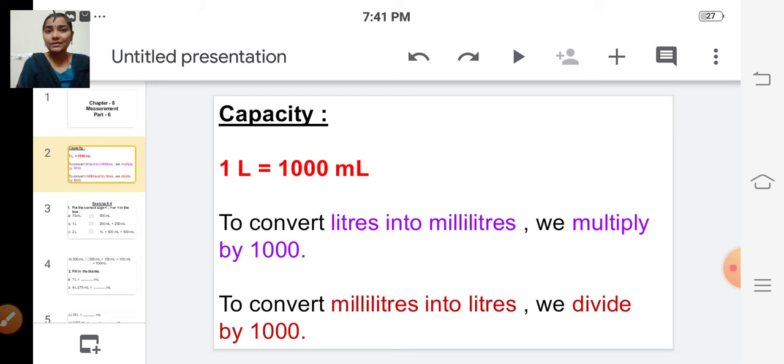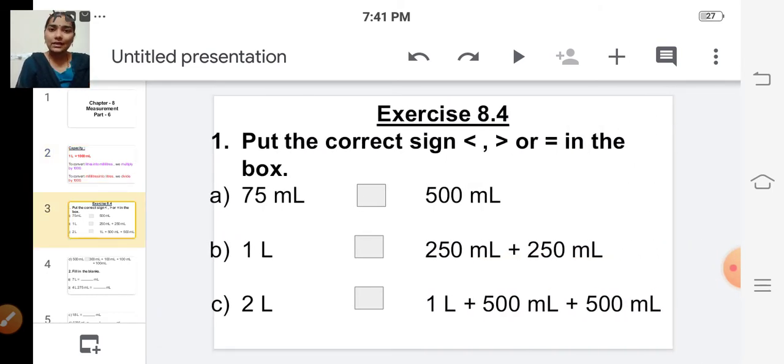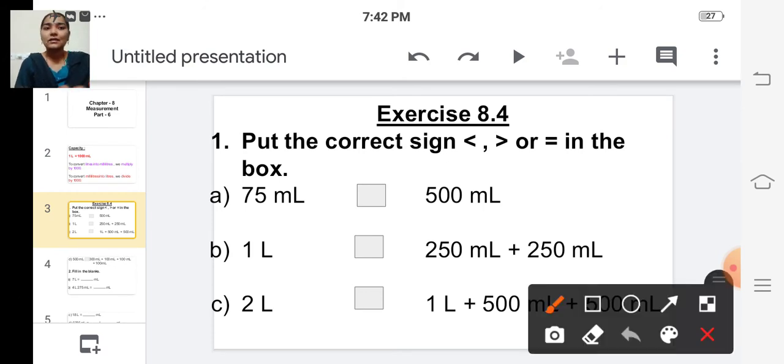Okay. Are you all ready? Take your textbook. You can write the answers directly in your textbook, or you can take your maths notebook and copy down. Okay, children. So exercise 8.4, first problem, put the correct sign. Put the correct sign, less than, greater than or equal to in the box.